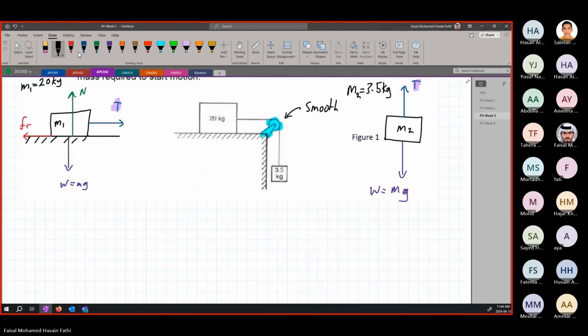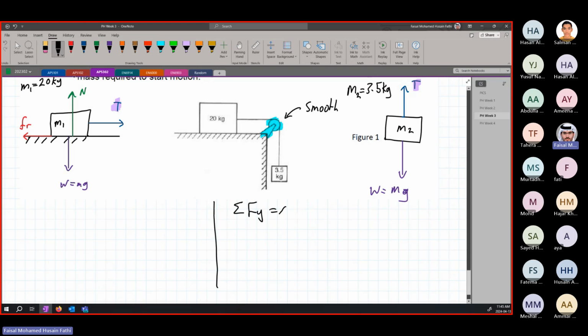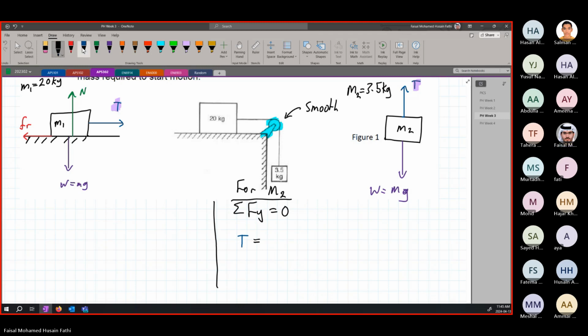Let's start doing the analysis. So first things first, let's look at our right side, our hanging mass. We know that sigma Fy is equal to 0. This is for mass 2. Sigma Fy is equal to 0. So the tension force T has to be equal to mg, or the weight. Why? Because again, we are going to assume our positive direction is this way, so this is plus y, plus x.